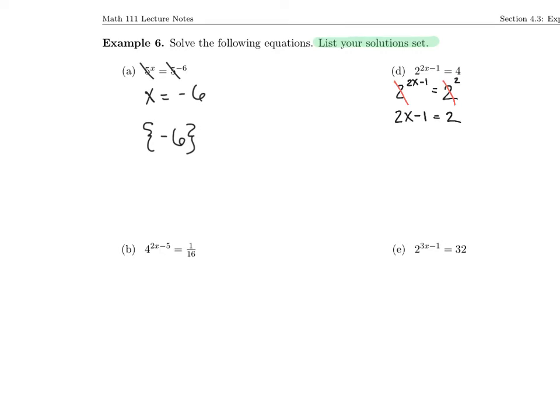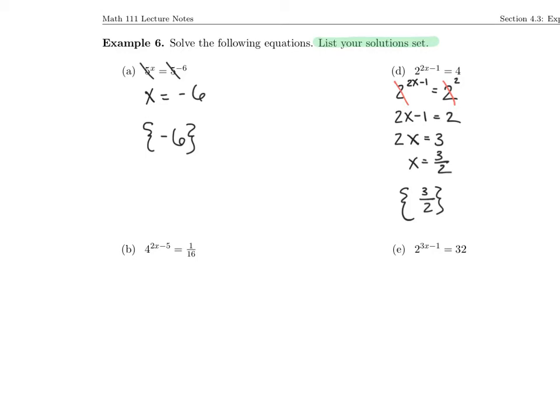And from here, I'm just going to solve like normal. So let's see, I'm going to add 1 to both sides. So we get 2x is equal to 3. Divide both sides by 2. And I get x is equal to 3 halves. And again, make sure that you please put your answer into a solution set. You'll notice that my curly brackets are never even. That is totally okay.